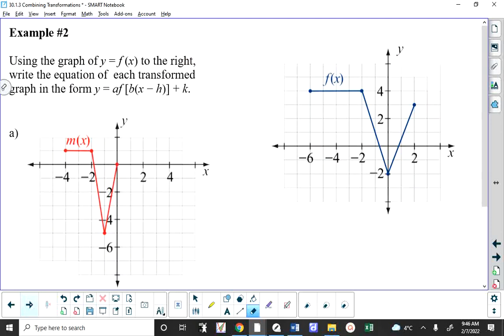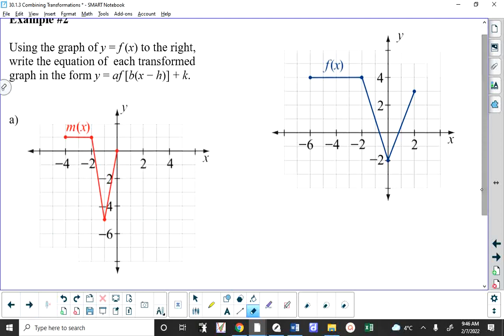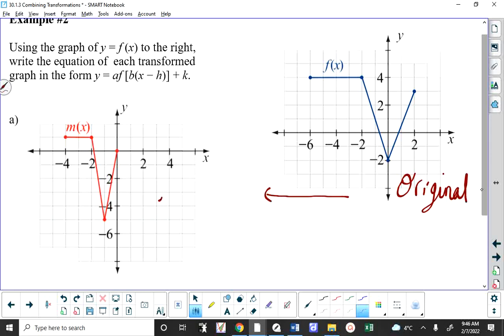All right, so example 2 gives you an original function, and I've got it on the right here, and a new function. And you're asked to determine the equation of the new function, m of x. So what you need to do is look at going from the original into the transformed, and identify the values of a, b, h, and k required to get to the new graph. And remember that A and B happen first.